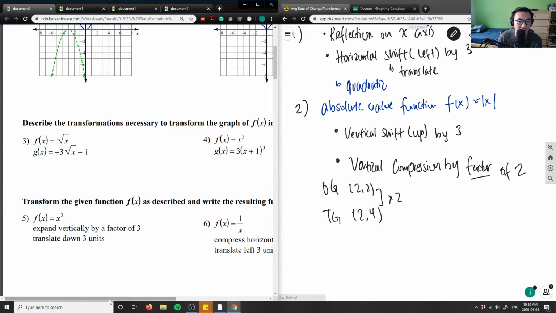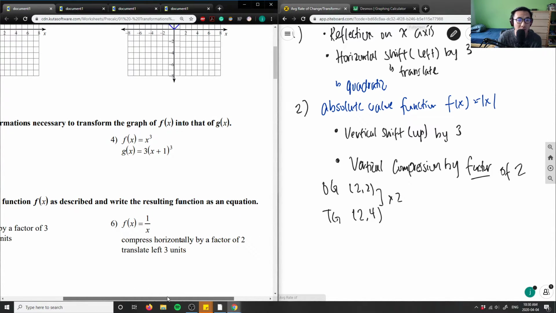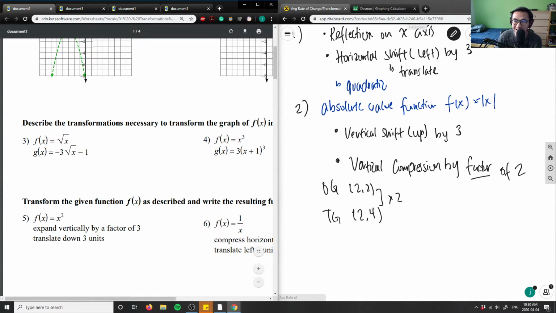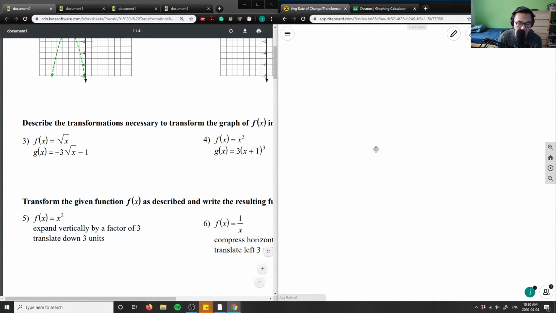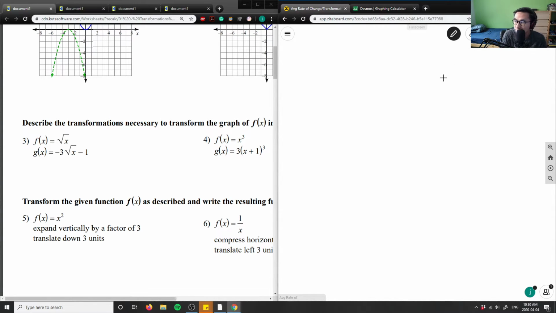And it says here, describe the transformations necessary to transform the graph from f of x into g of x. And we're given this algebraically. So how do I do this algebraically? What if I'm not given a graph? So let's do number 3.